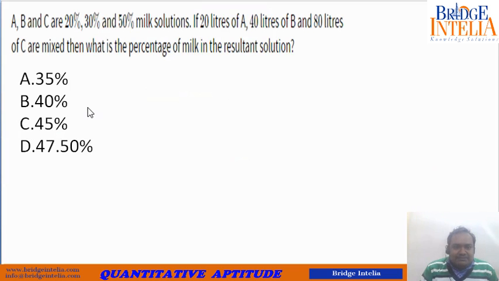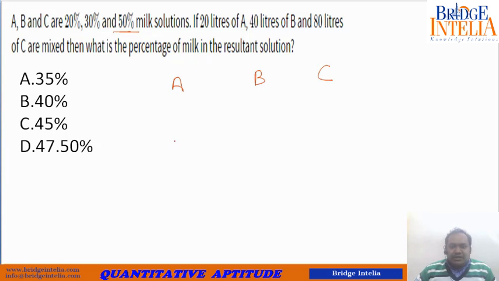So let's see this example. A, B, C are 20, 30 and 50% milk solution. So what is meant by this? So these percentages are representing the strength of the milk. So 50% milk solution and 20% milk solution, which is better? So if you think in terms of milk content, 50% milk solution, that means whatever you are buying, 50% of that would be milk. So three different types of solution, A, B and C.